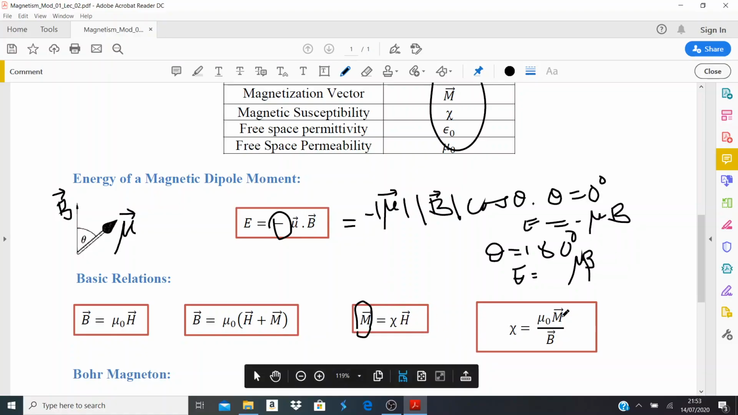So you can think of this as a ratio of the magnetization to the magnetic field inside the solid.